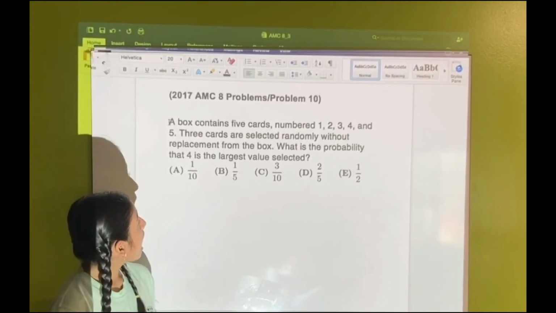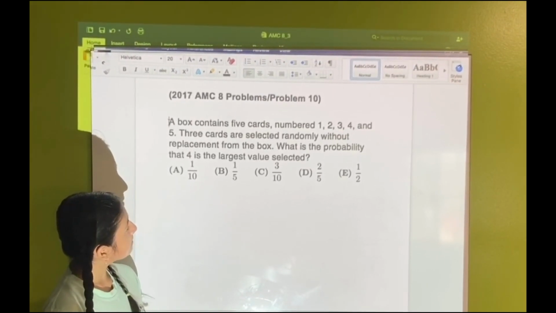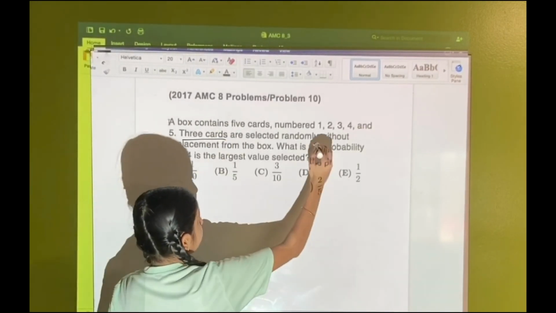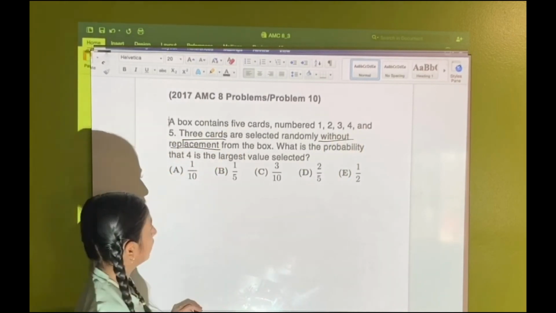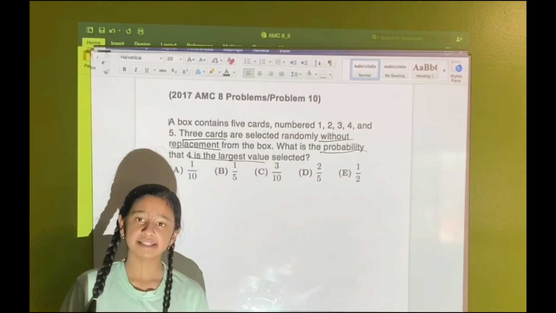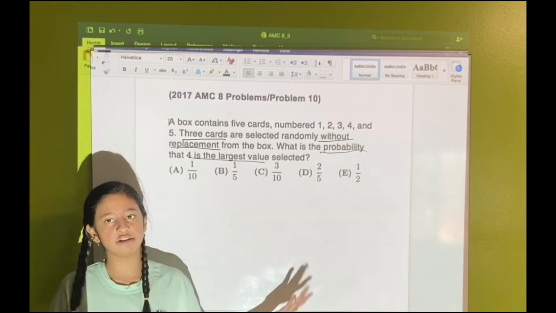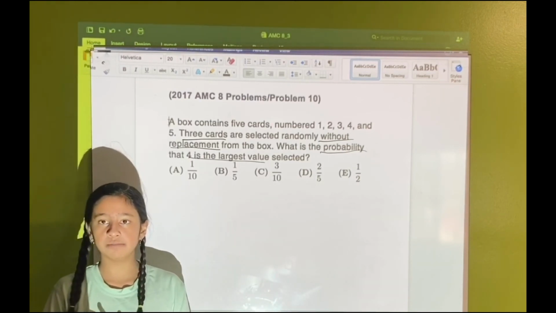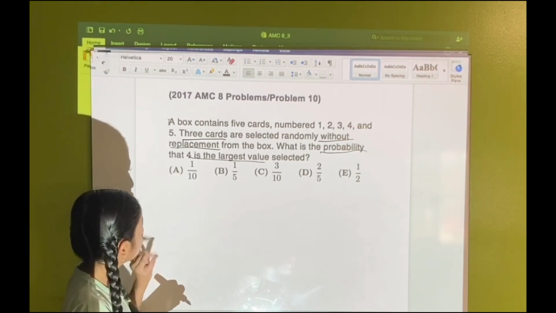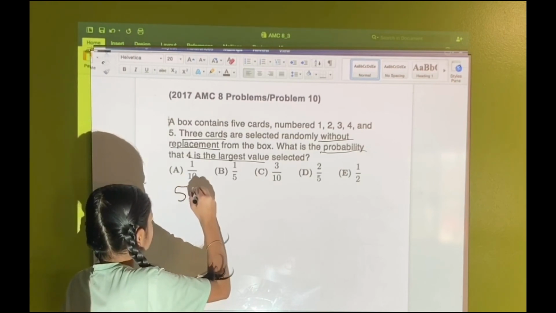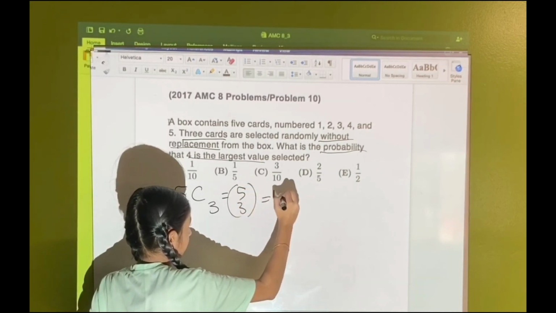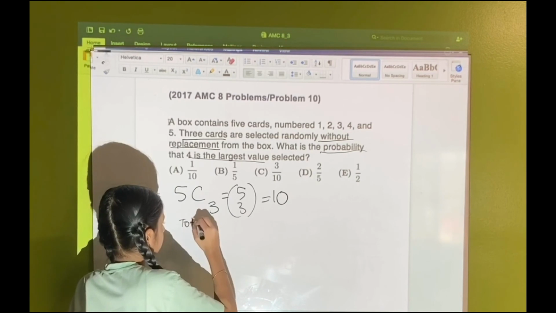Almost done. A box contains 5 cards, numbered 1, 2, 3, 4, and 5. 3 cards are selected randomly without replacement from the box. What is the probability that 4 is the largest value selected? So first we're going to find the total value, always, as we talked about for the 2 prior problems, that first we need to find a total. This one, it's 5 choose 3, which is equal to 10. So our total is equal to 10.